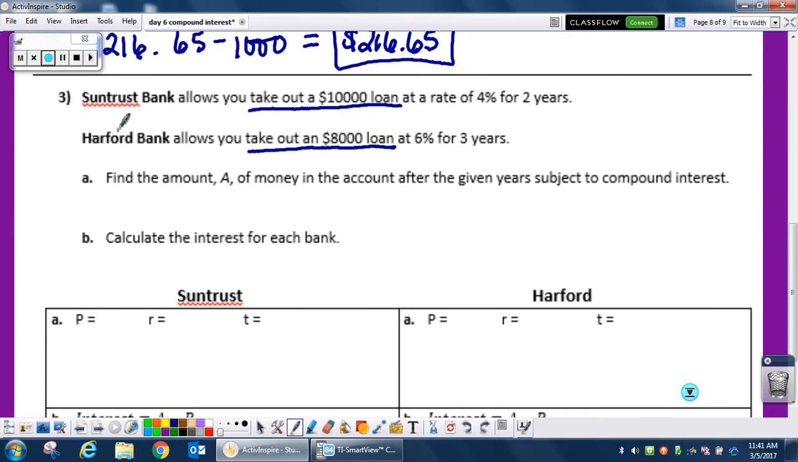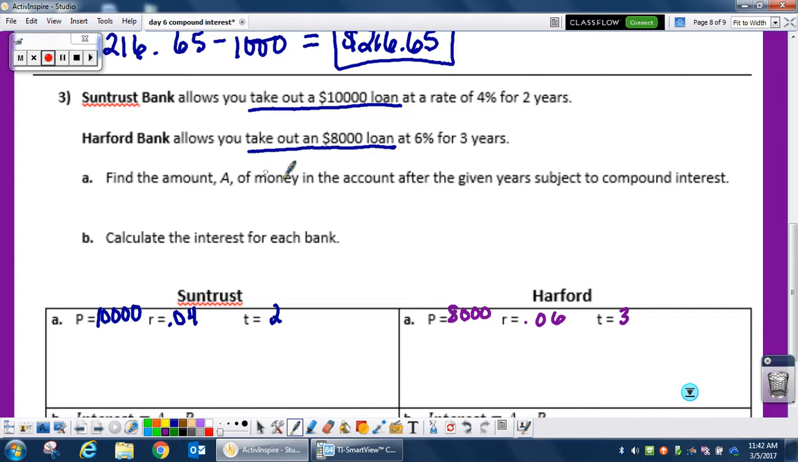So you have SunTrust, where you want the $10,000 loan. Your rate is 0.04 and your time is 2 years. Then you have the Hartford Bank, which this time you're going to take out an $8,000 loan. Your rate would be 0.06 and it would be for 3 years. Again, I'm just getting that information from the front.